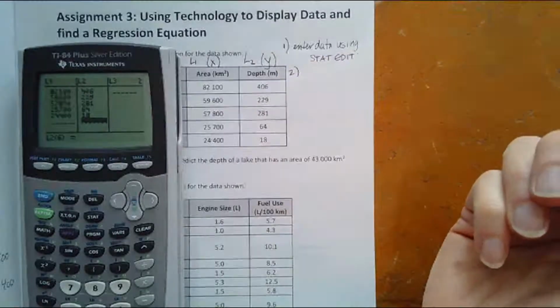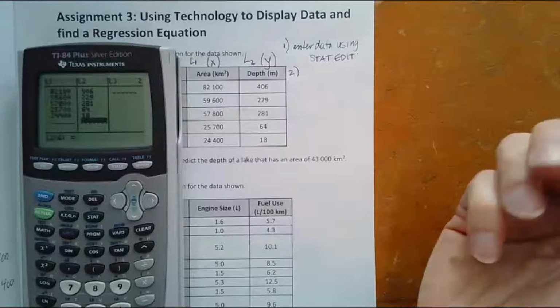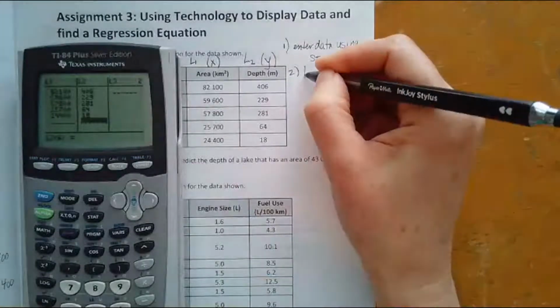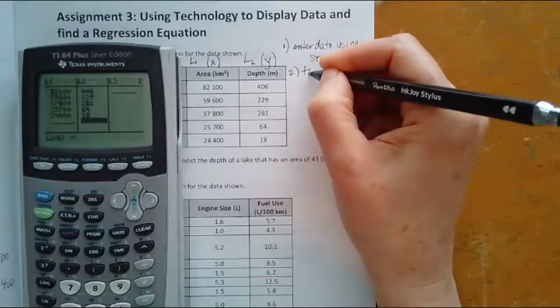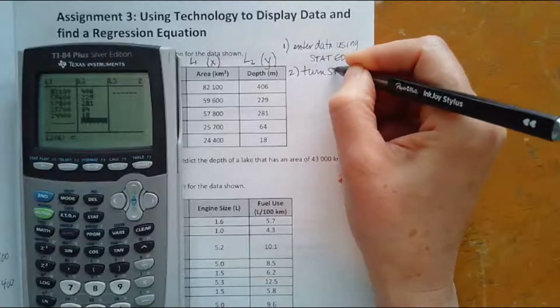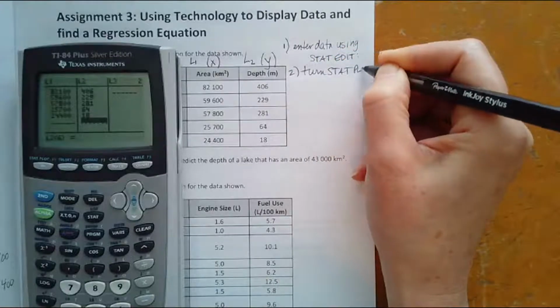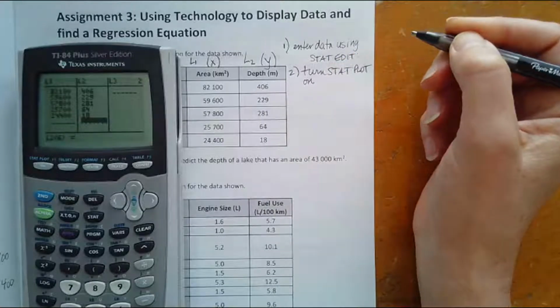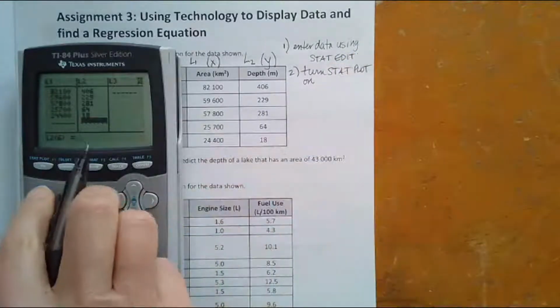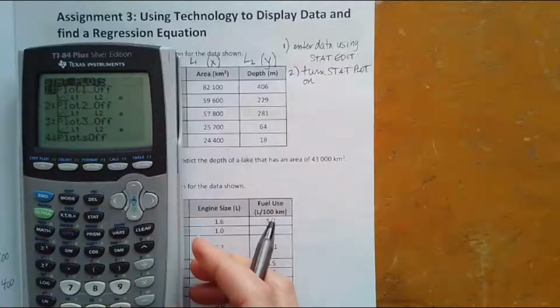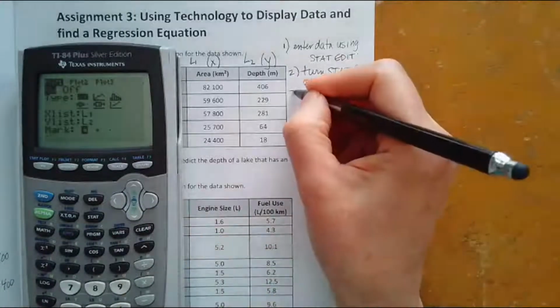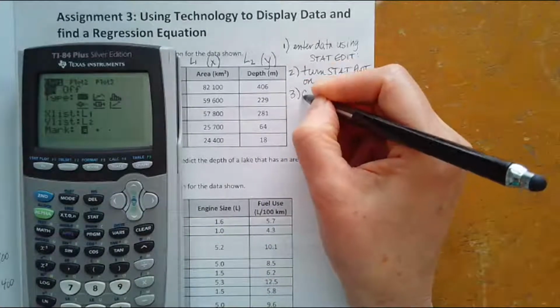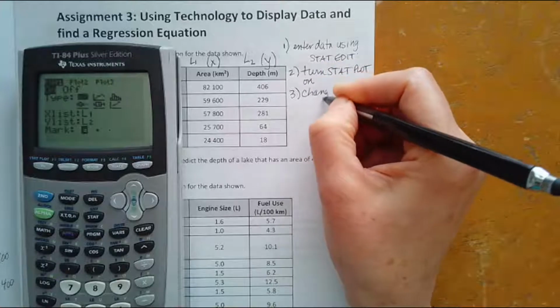Number 2. I usually turn my stat plot on. Again, you can refer to previous page notes or previous video, but I just do second, Y=, and I turn it on. And change windows.